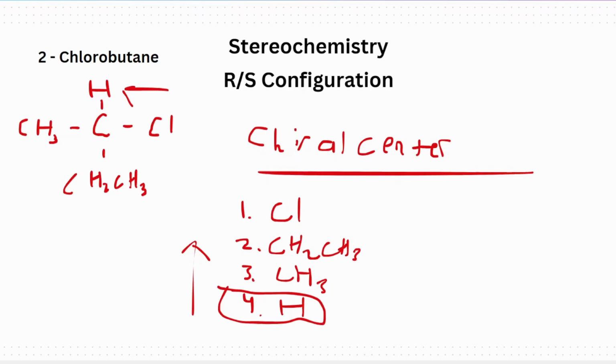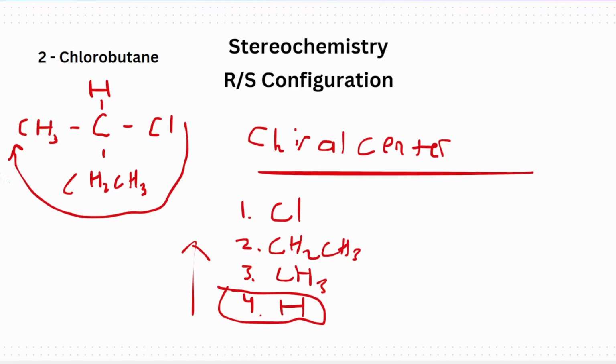Next, we're going to want to trace our priorities. I'm just going to erase that arrow right there to clear that up. Essentially, you're going to go from the highest priority to the lowest priority and trace an arrow around. In this case, we start at chlorine, then go to our ethyl group, and finally go to our methyl group. We're going to start drawing that arrow, and as we can see, it's going clockwise. Please keep that in mind.